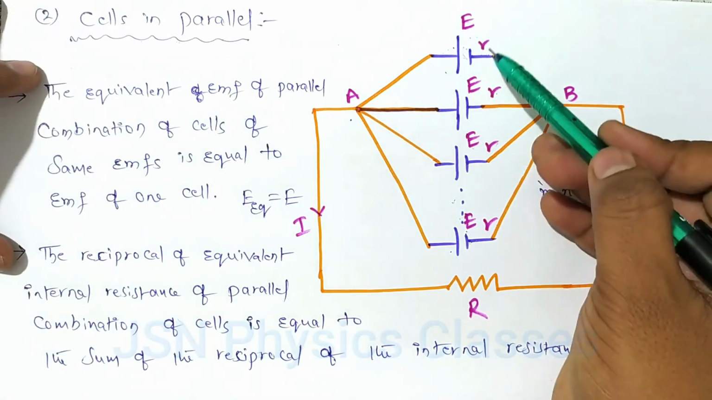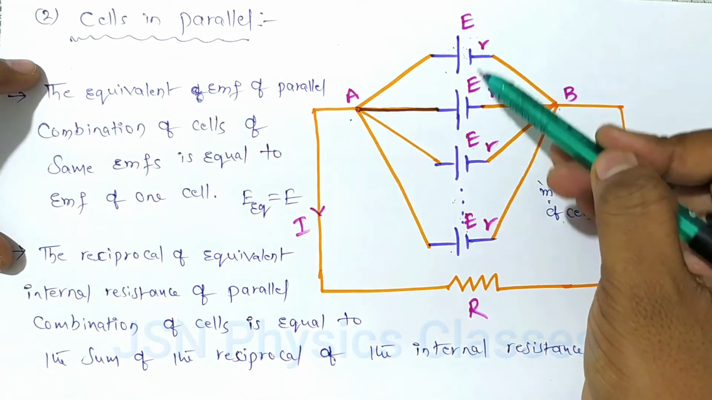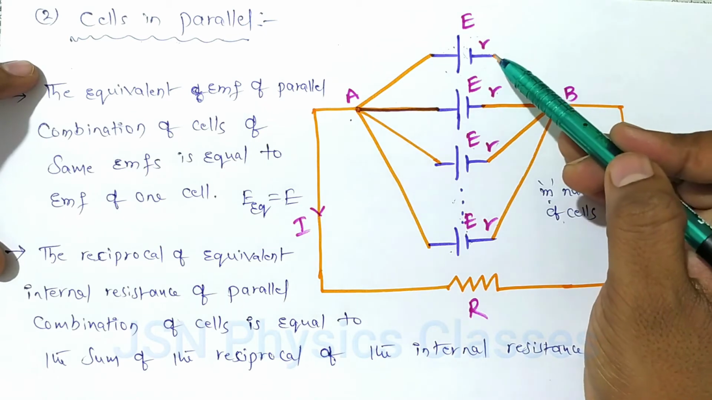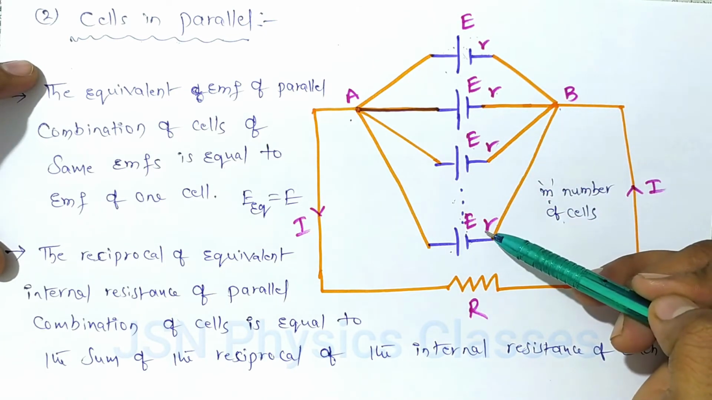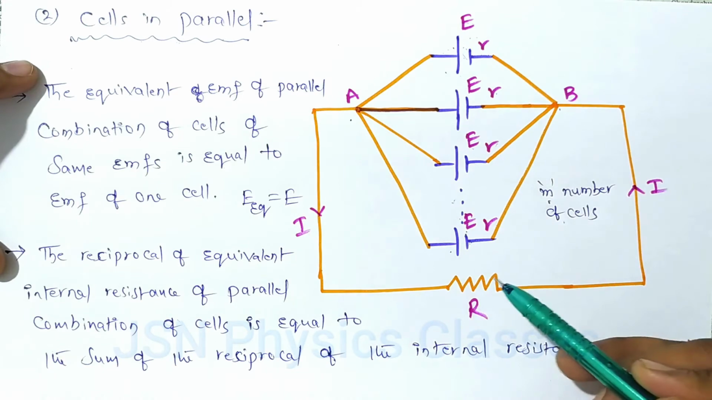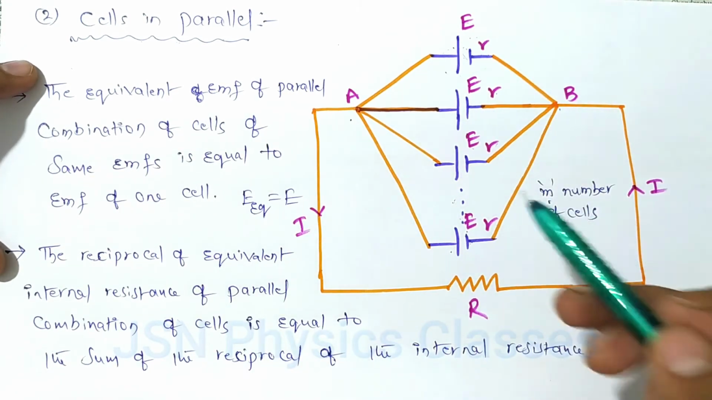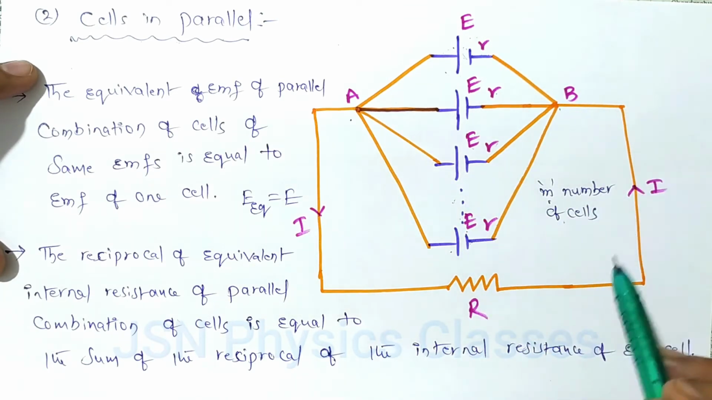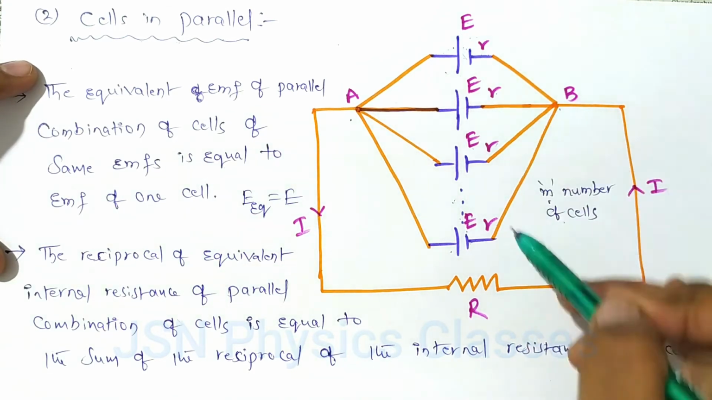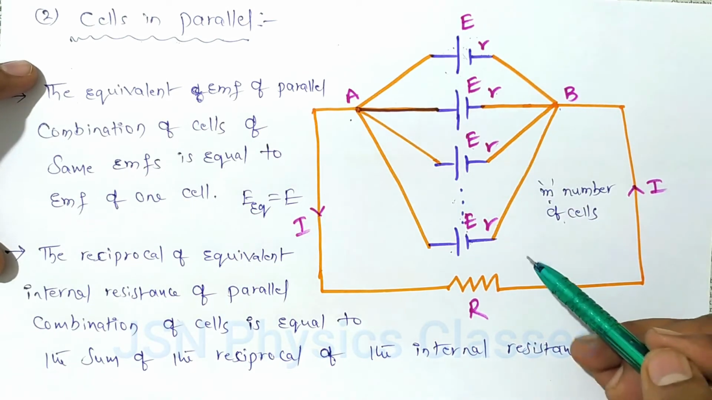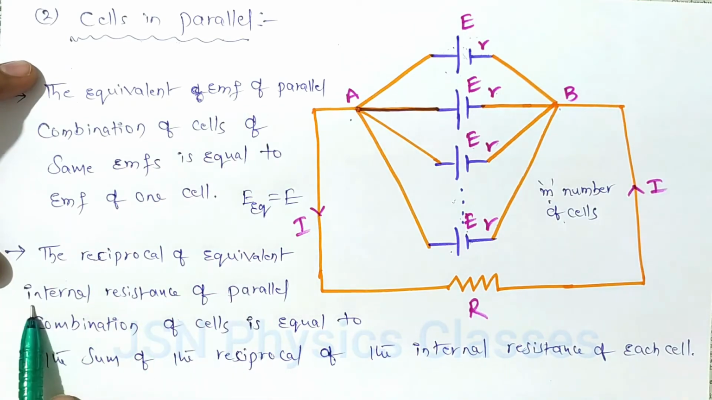So next, all cells have some internal resistances. Let us assume all internal resistances have the same value, and these are all connected in parallel combination. We already know that in parallel combination 1 by R is equal to 1 by R1 plus 1 by R2 plus 1 by R3 plus and so on up to 1 by Rm, where m number of resistors are there. That means the reciprocal of the equivalent internal resistance of a parallel combination of cells is equal to the sum of the reciprocals of the internal resistance of each cell.